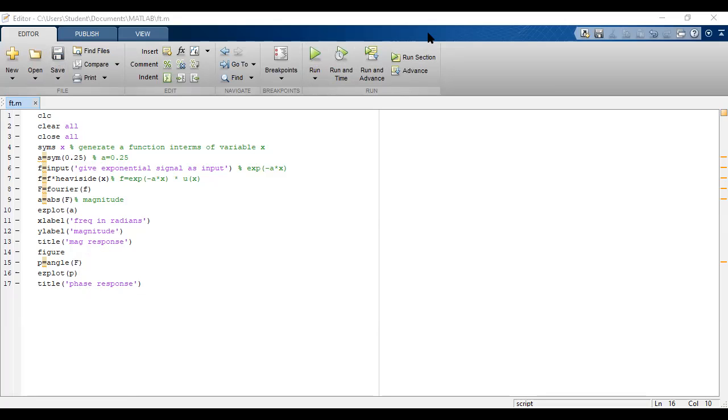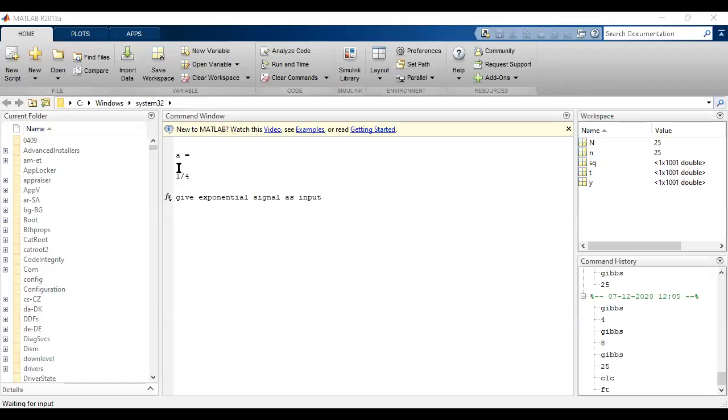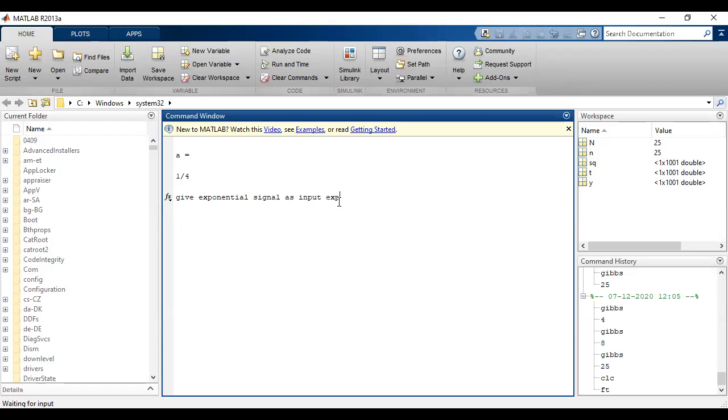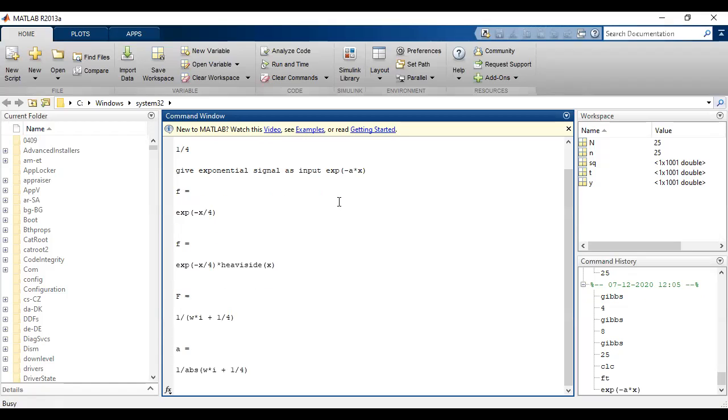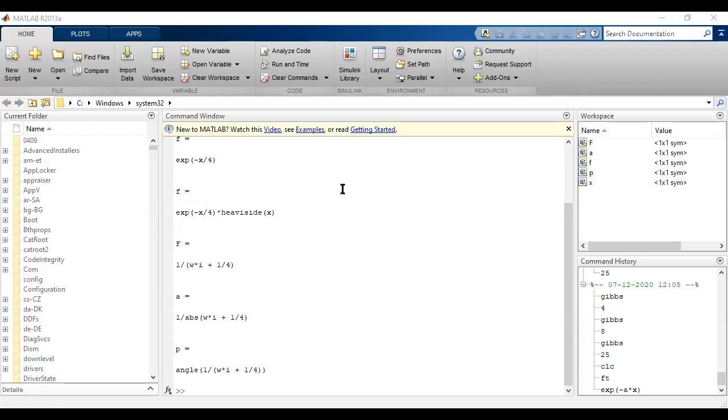Now once you click on run, in the command window, it is asking a equal to 1 by 4. We have given an exponential signal as input. So here we need to give exp of minus a into x. Just press enter. So we got the x equations here. Small f is exp of minus 0.25 into x, nothing but x by 4 into heavy side of x, meaning u of t. It's like e power minus at into u of t, where a is 1 by 4.